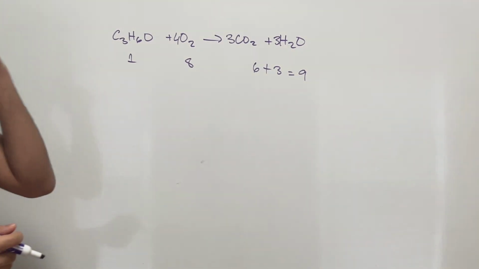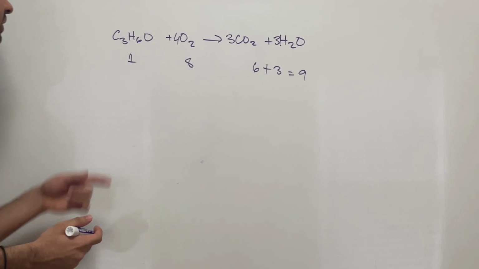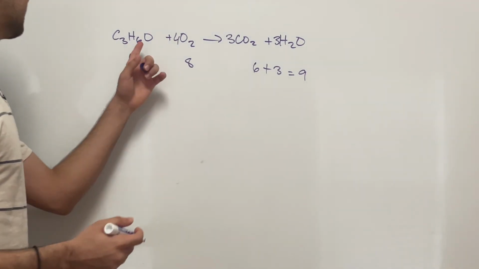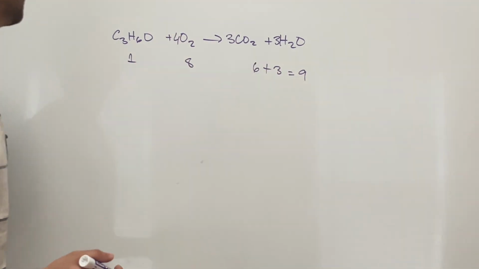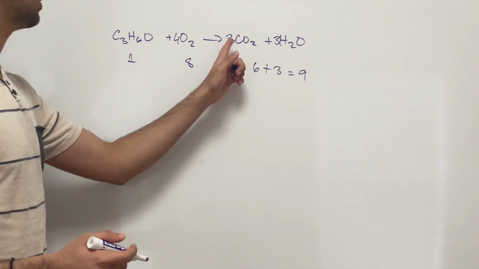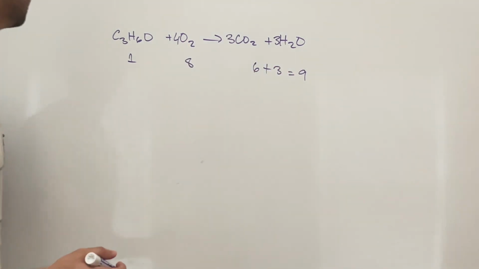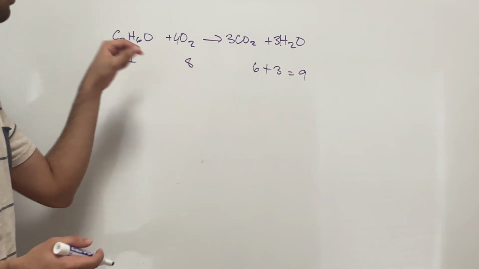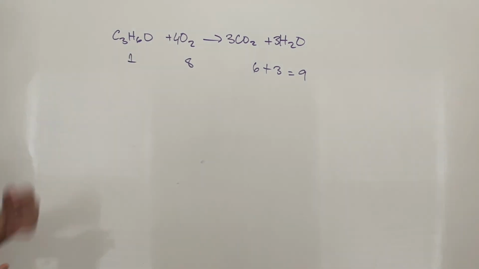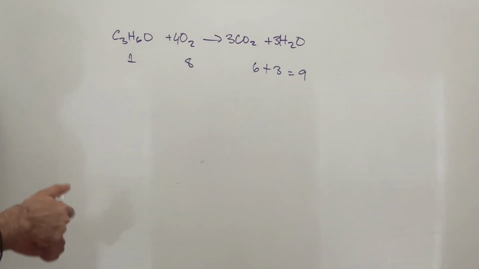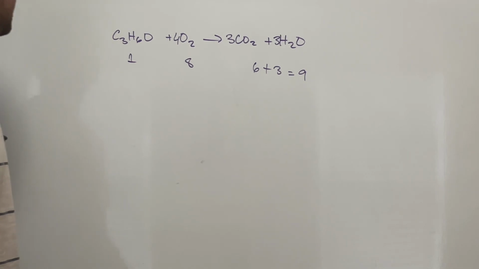So that's pretty cool. And really our entire thing is balanced because 3 carbons right here, 6 hydrogens, 3 times 2 is 6. We got that. 9. So 3 times 2 is 6 plus 3 is now 9 oxygens here. 1 plus 4 times 2, 1 plus 8, 9 oxygens here. Our thing is balanced.